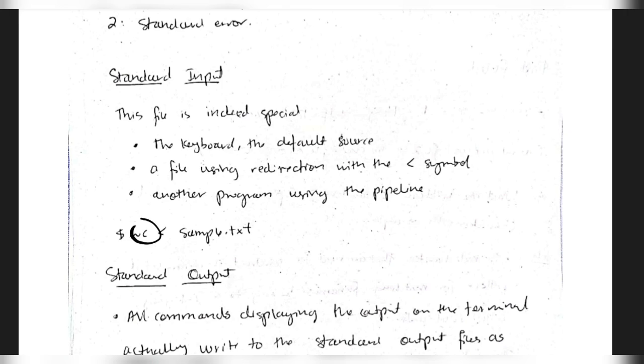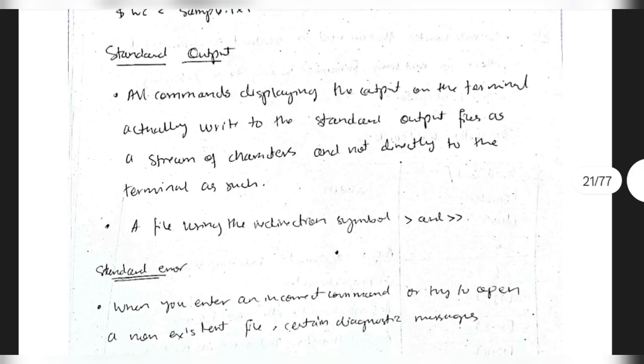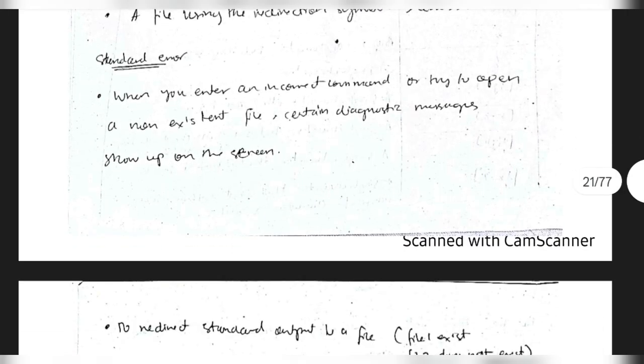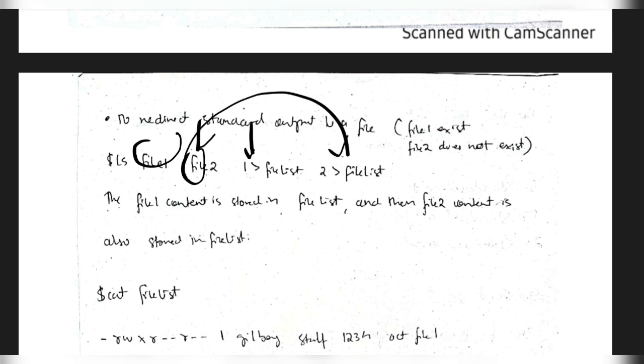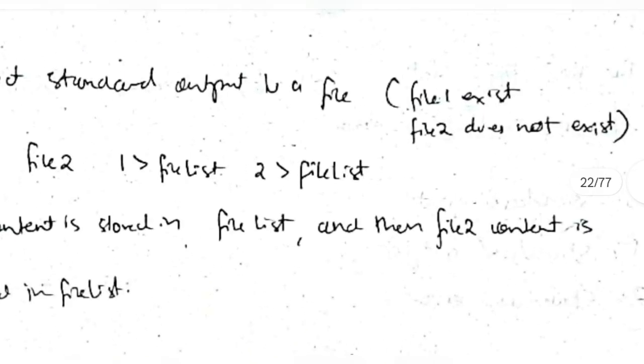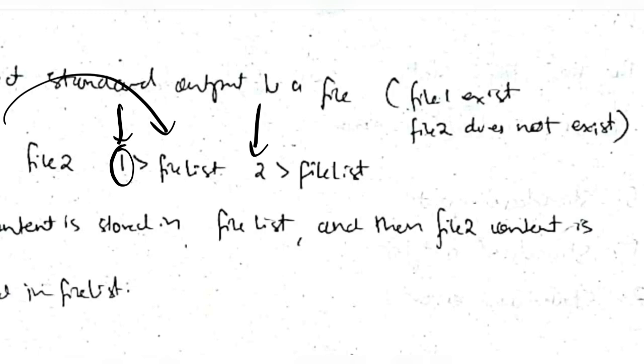So if you want to store the input in sample.txt, we'll be using the redirection symbol, and standard output is also the same, but here we'll be using the right hand operator. And for standard error, we'll be using the same symbol as the standard input, but here we'll be using file 1 and file 2. If file 2 does not exist, that content is stored in here. Okay, so the numbers are used, for the first file 1 is used, for the second file 2 is used. So whatever output comes from file 1, that will be stored in the file list.